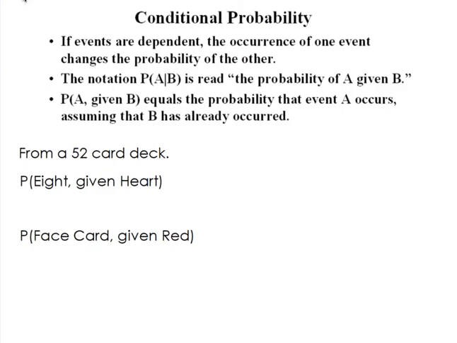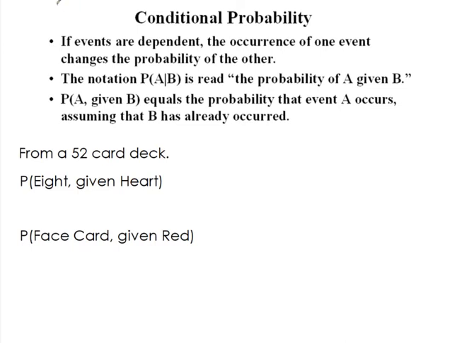Okay, conditional probabilities. If events are dependent, the occurrence of one event changes the probability of the other. So the probability of P(A/B), that slash means given. So it's read as the probability of A given B. The probability of A, comma, given B just means about the same thing. It's just about the notation, how they go about writing it.